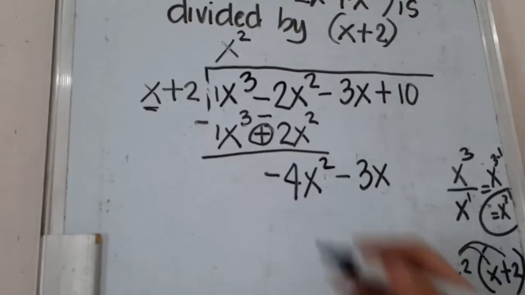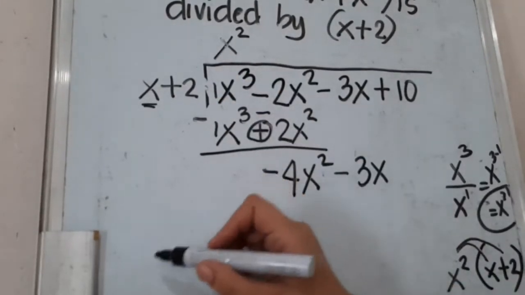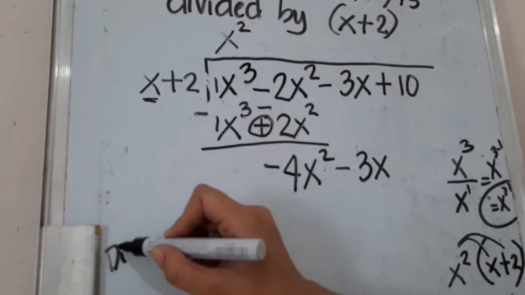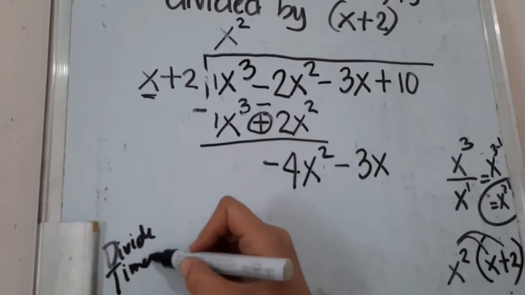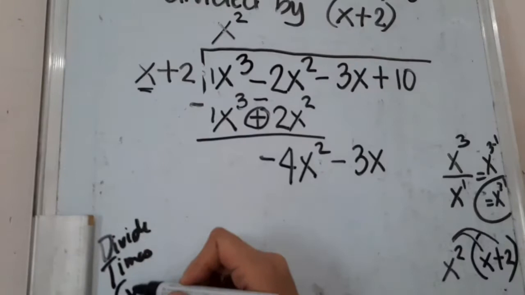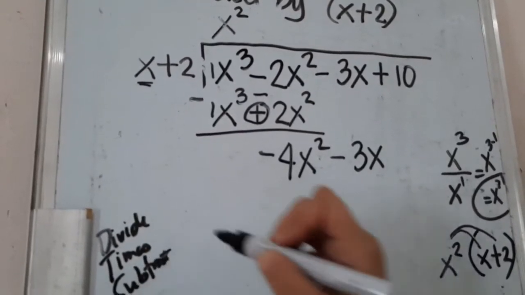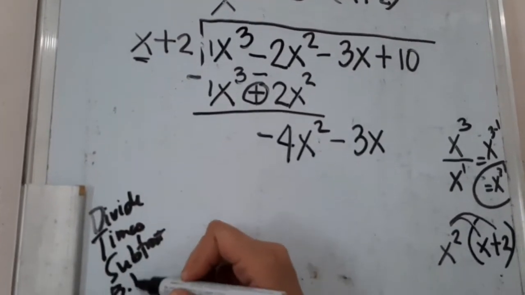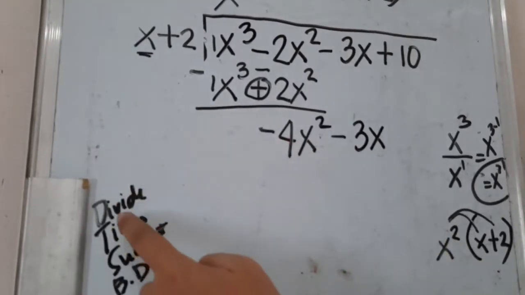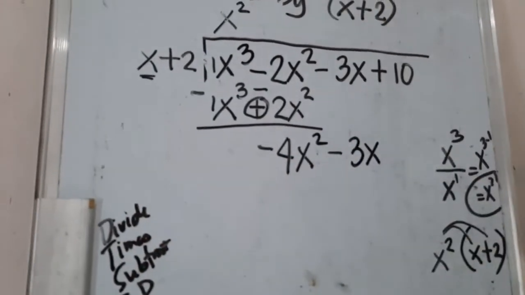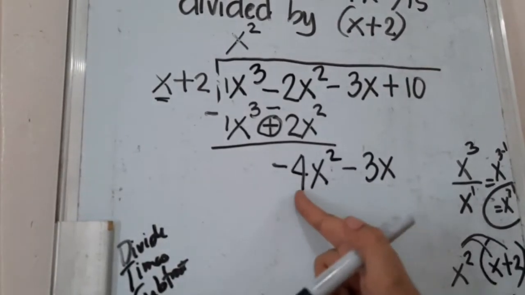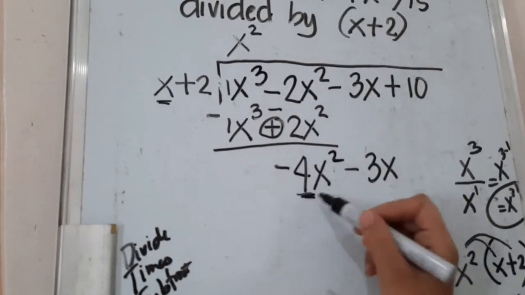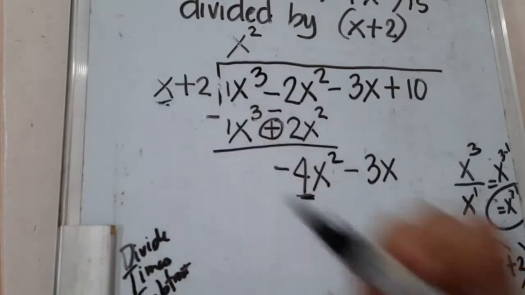So going back to our steps again, what is our first step? We first divide. After dividing, we multiply. After we multiply, we subtract. And then after we subtract, we bring down. So going back to the same process, we divide again. The first term of our dividend is divided again by the first term of the divisor.